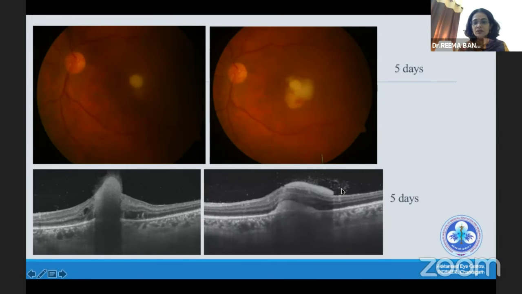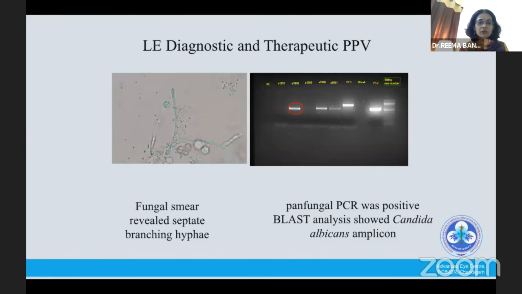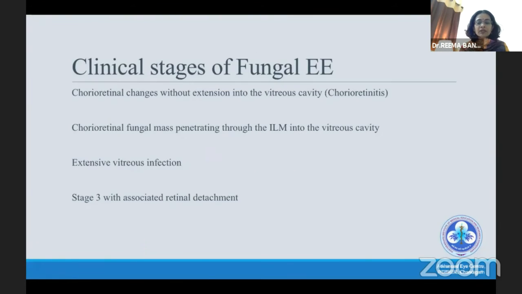When we did the diagnostic vitrectomy, we took care of aspirating these cells on the retinal surface, going very close to the fovea. This aspirate was sent for KOH and fungal smear, which revealed septate branching hyphae, and the pan-fungal PCR was also positive. The BLAST analysis revealed Candida albicans. So we started this patient on antifungal. We realized that this was actually a patient of fungal endogenous endophthalmitis.